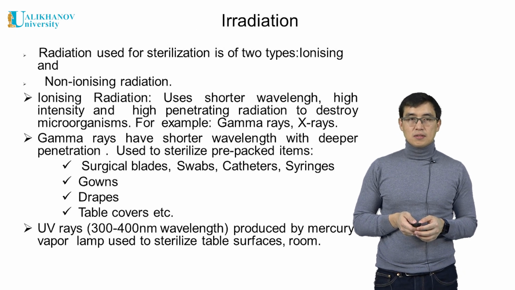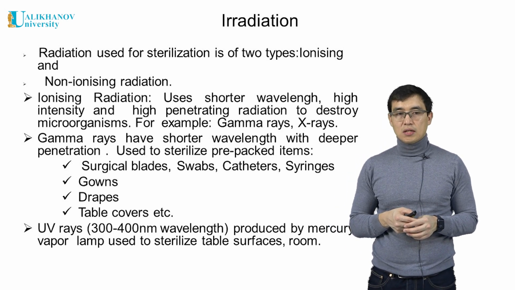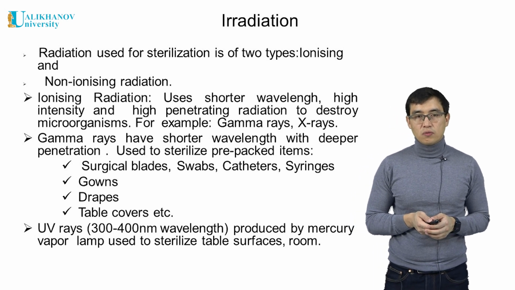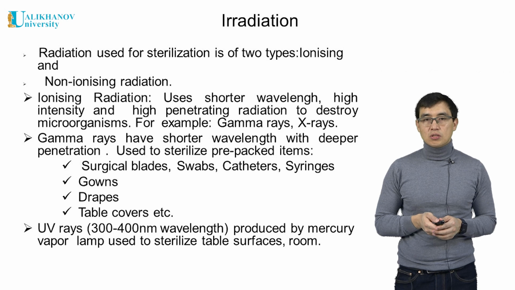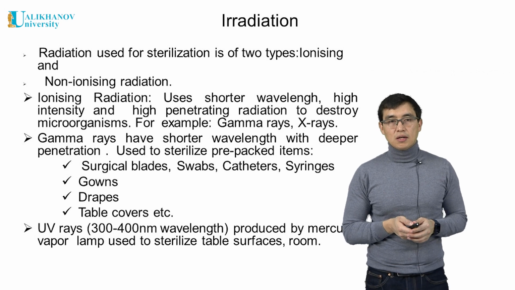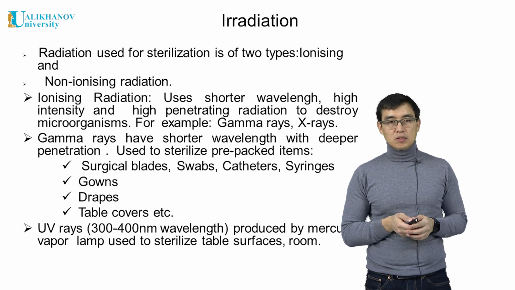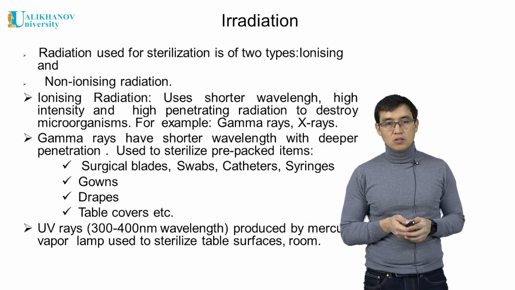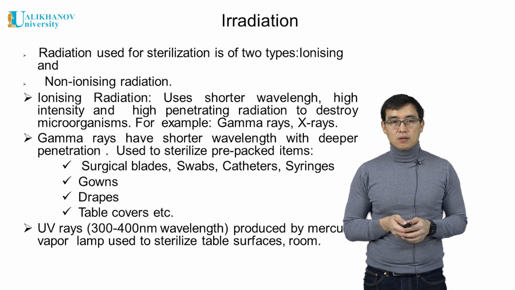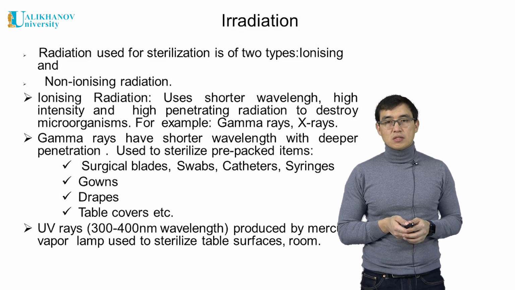And irradiation: radiation is used for sterilization and is of two types, ionizing and non-ionizing. Ionizing radiation uses short wavelength, high intensity, highly penetrating radiation to destroy microorganisms, for example gamma rays or X-rays. Gamma rays have shorter wavelengths with deeper penetration and are used to sterilize prepacked items, surgical blades, catheters, syringes, swabs, gowns, drapes, and table covers. Ultraviolet rays produced by a mercury vapor lamp are used to sterilize table surfaces and rooms.